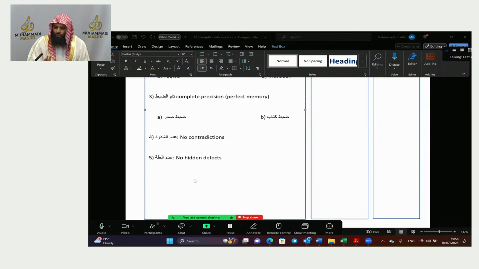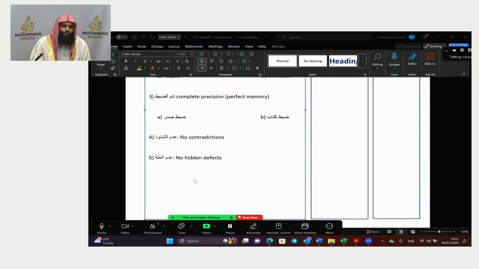The fifth condition, the fifth thing that can't be there, Adamu al-illah. There can't be any ilal, any hidden defects. Hidden defects are basically hidden mistakes. I.e., when you look at it, what's apparent is that there are no mistakes. From the apparent, the whole chain of narration is complete. It's all fully connected. The narrators are all trustworthy. They all have perfect memory. There's no contradiction going on. But there are these hidden defects.